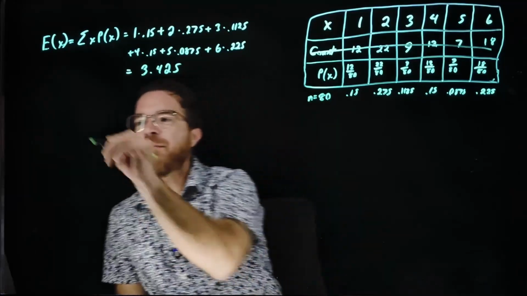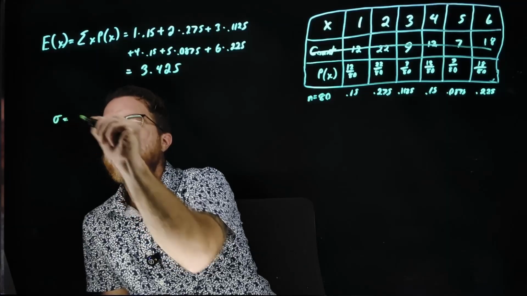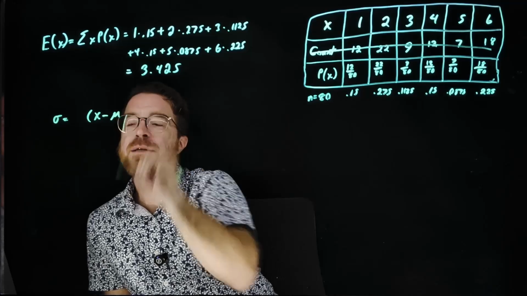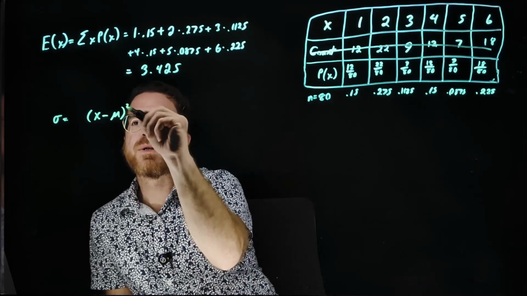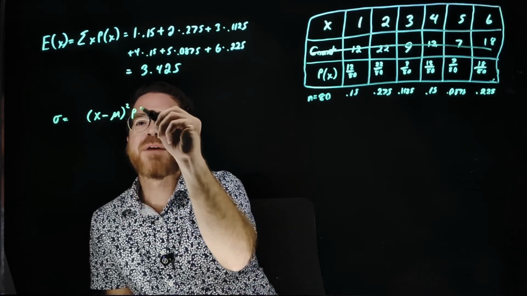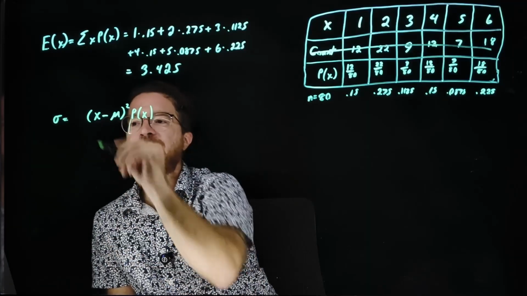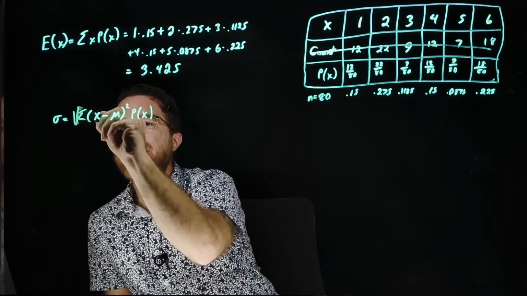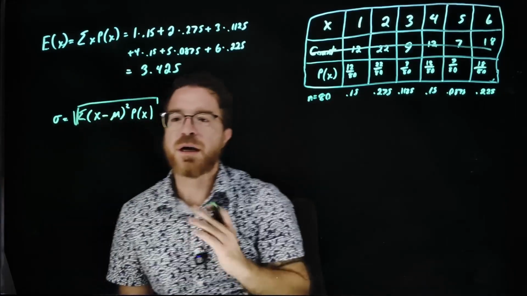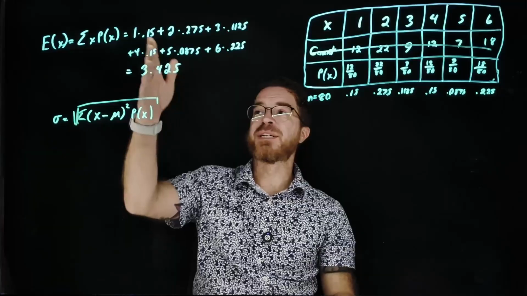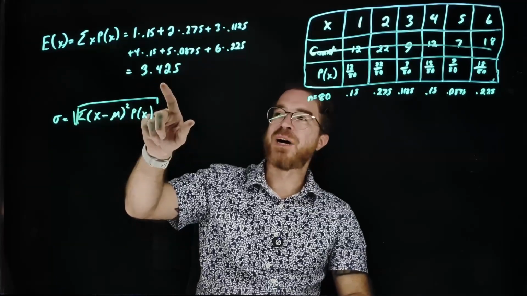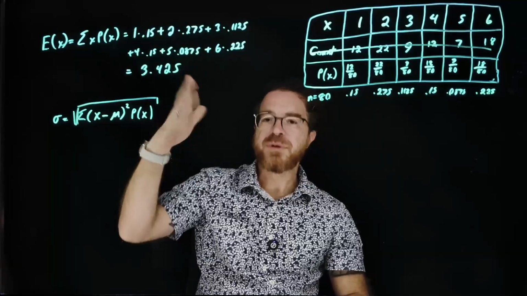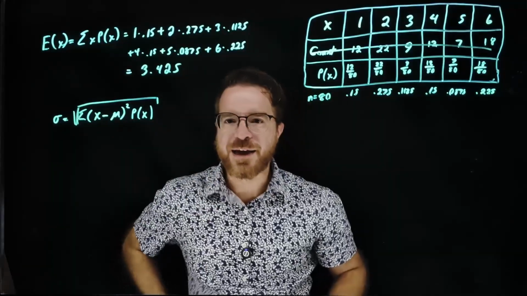So for the next thing, we want to find our standard deviation. Our standard deviation, which is just going to be sigma, is going to be equal to every x value we have minus the mean mu, and then we are going to square that. We're going to take that value and multiply it by the probability of x, take the sum of this entire thing, and then take the square root of that. So pretty much what we're going to do is take 1 minus 3.425, square it, times probability 0.15, plus 2, so we're going to do that real quick. Give me a second and I'll get that set up.